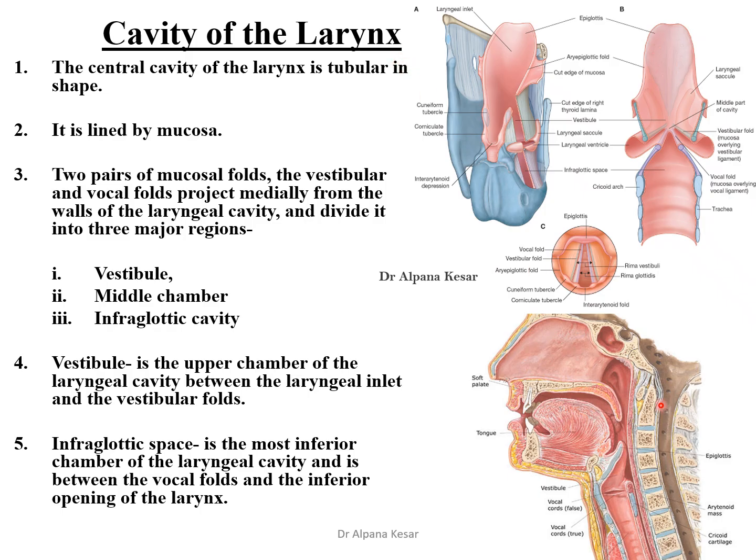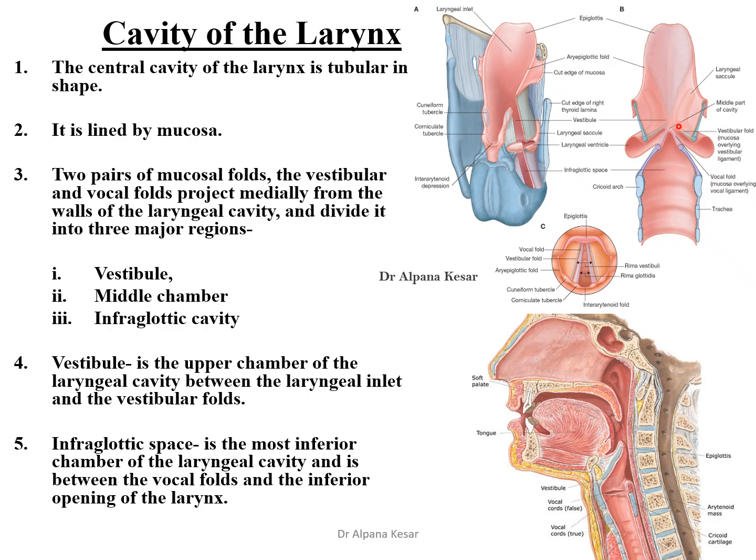Cavity of larynx. The cavity of larynx is a tubular structure which is lined by mucosa. There are two pairs of mucosal folds that project medially from the wall of the larynx, and they are the vestibular folds above and the vocal folds below. The vestibular and the vocal folds divide the laryngeal cavity into three parts: the vestibule, the middle chamber, and the infraglottic cavity.